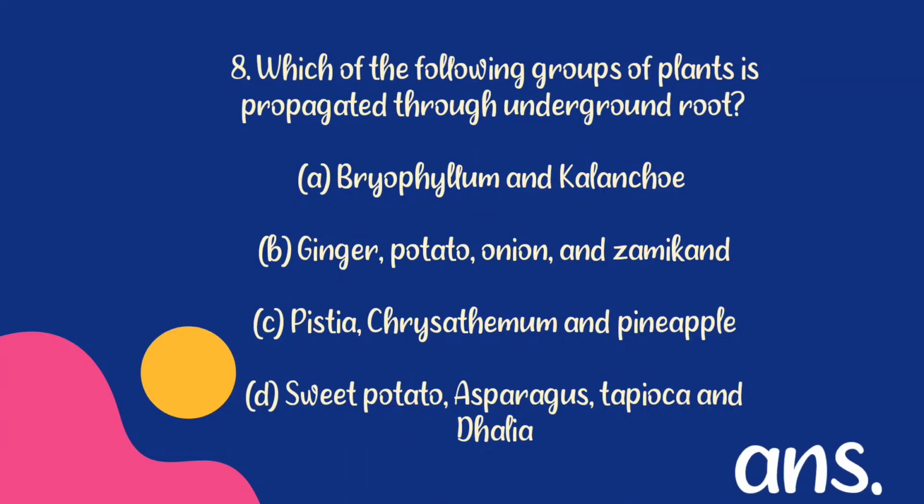8. Which of the following groups of plants is propagated through underground root? A. Bryophyllum and kalanchoe. B. Ginger, potato, onion, and zamikand. C. Pistia, chrysanthemum and pineapple. D. Sweet potato, asparagus, tapioca and dahlia.